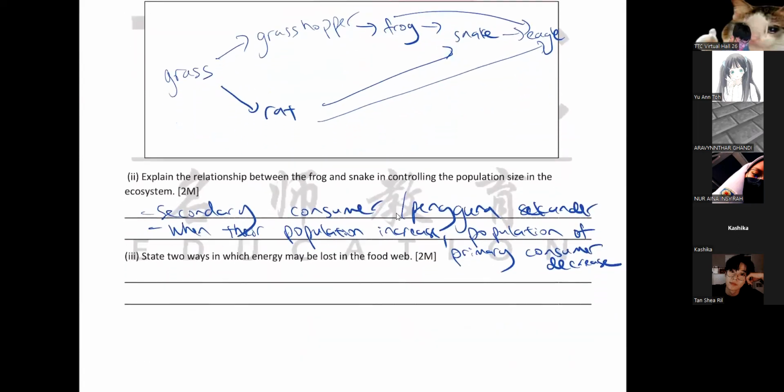All right, so this is a very long question lah. State two ways in which energy may be lost in the food web. So how do rats lose energy? They lose it by doing respiration, respirasi. They can lose it by doing movement, pergerakan. When they gerak, they lose heat. What else? In excretion, perkumuhan, in producing feces, menghasilkan tinja. When they shit lah, basically, they lose energy also.